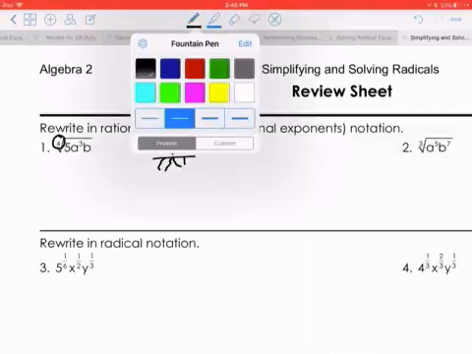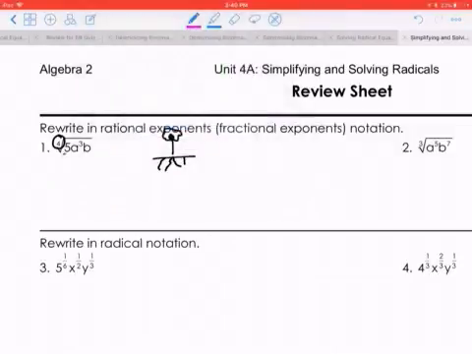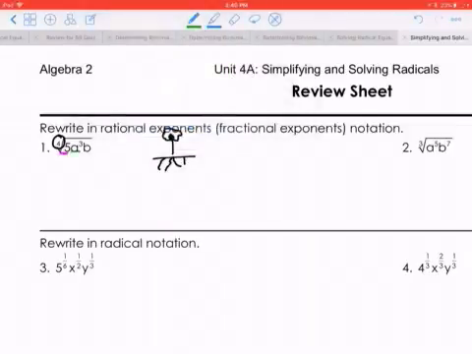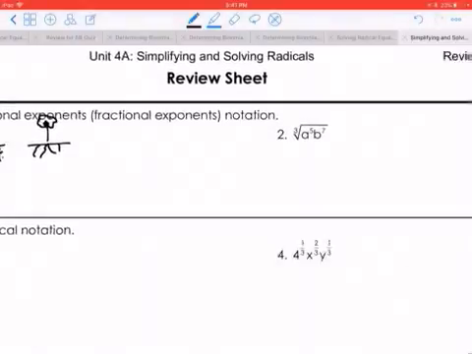And this is what some of you guys didn't do on your quiz. You take each one of these and you have to write it in exponential form. So it's 5 to the power of 1 over 4, A 3 over 4, B 1 over 4. Easy part of the test.